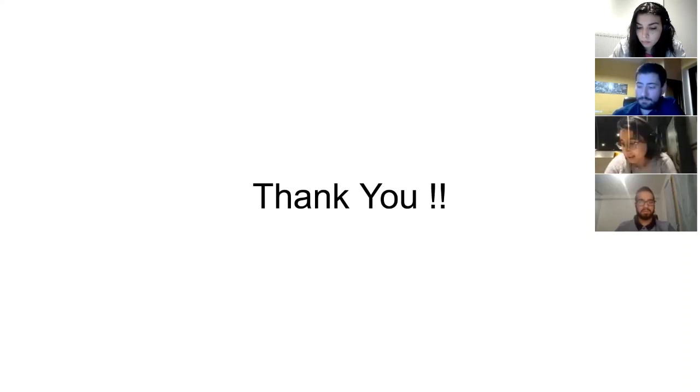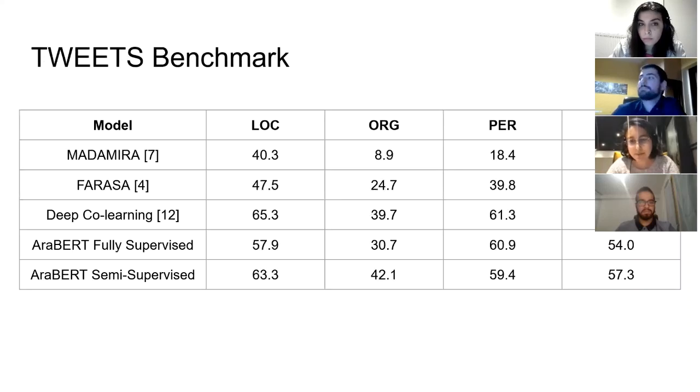And also another question, you said for the data set of tweets, the deep co-learning was the best. For the pre-trained data set of deep co-learning, was it different from your pre-trained data set? Yeah, so in deep co-learning, the embeddings used are, I guess, word2vec. I'm not sure, maybe it was pre-trained on different data sets.